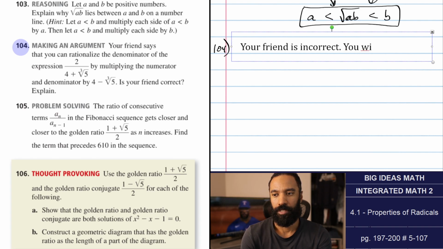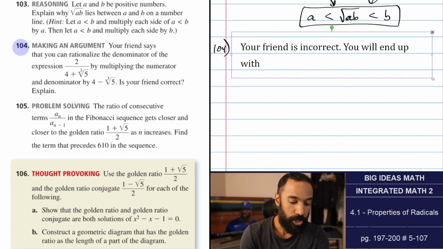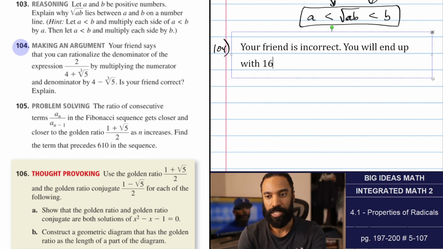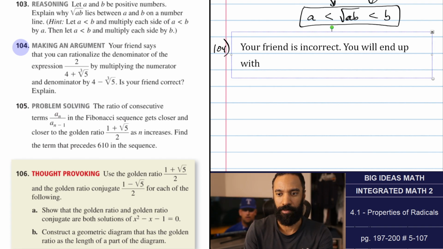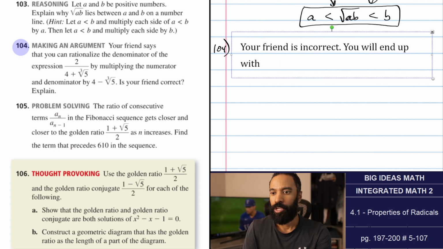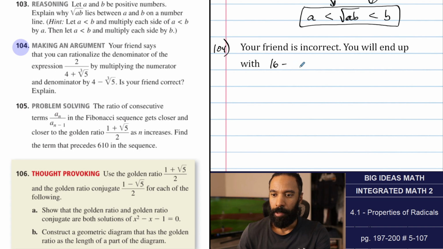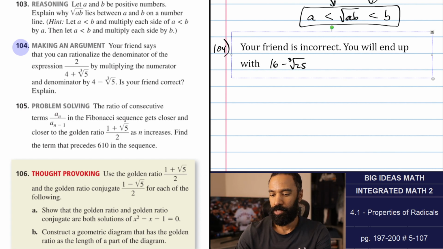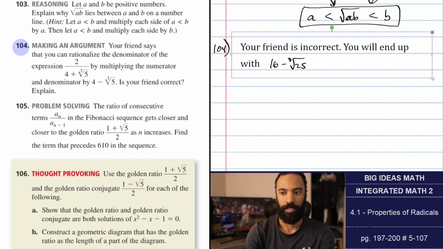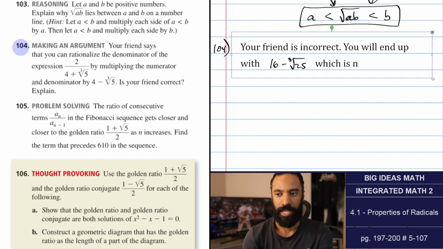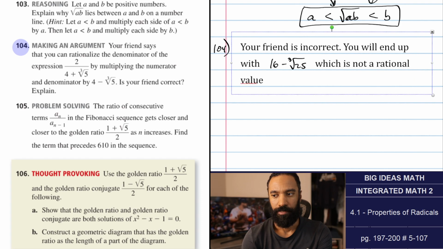You will end up with 4 squared minus cube root of 5 squared. So 16 minus, I'm going to leave some room and just write that out. You'll end up with 16 minus the cube root of 25. Not the square root of 25, the cube root of 25, which is not rational.